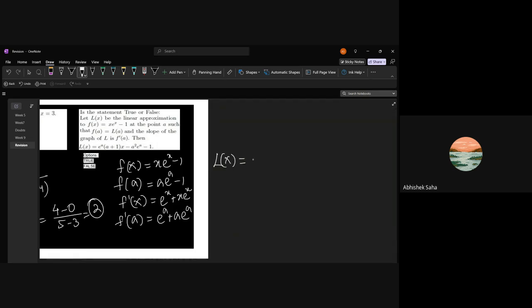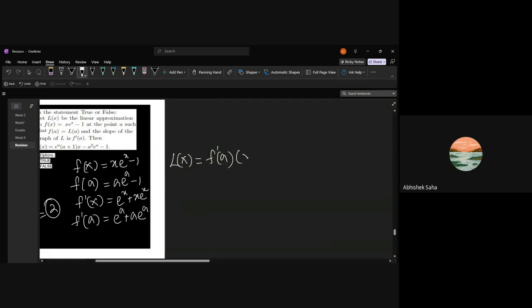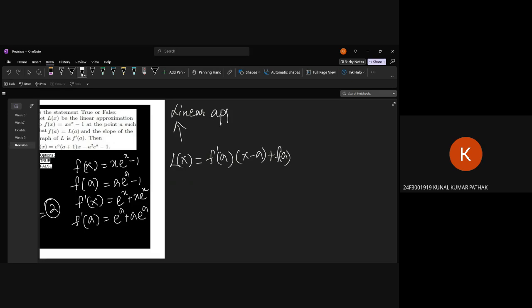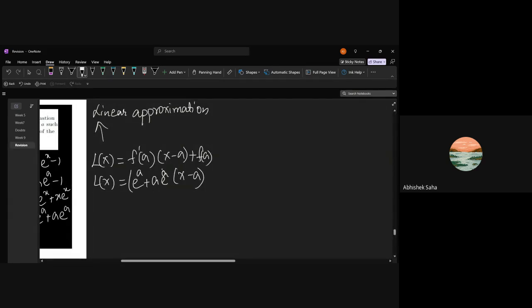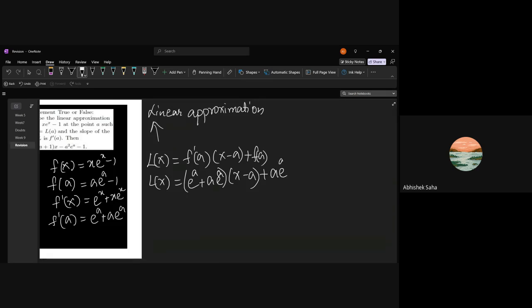So then find L of x. L of x is what? It is f dash of a into x minus a plus f of a. This is the formula for linear approximation. Yes, sir. So L of x is equal to f dash of a, which is e to the power a plus a e to the power a, into x minus a, plus f of a, which is a e to the power a minus 1.